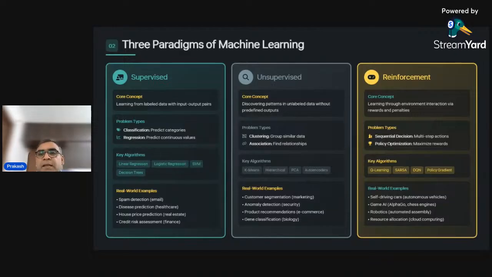So typically there are three categories. There are some algorithms also that you can see for the different categories, which we'll go through in a little more detail in the coming slides. Okay, so let's move on.